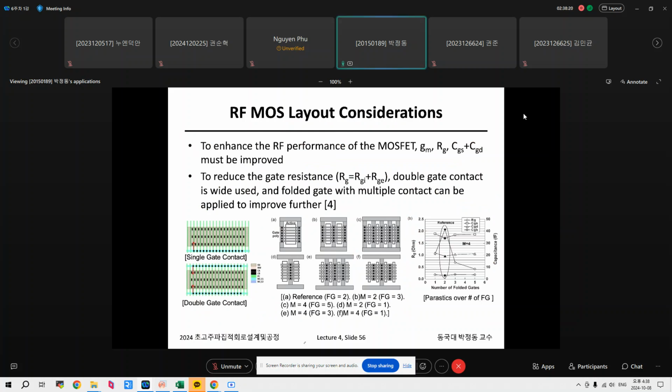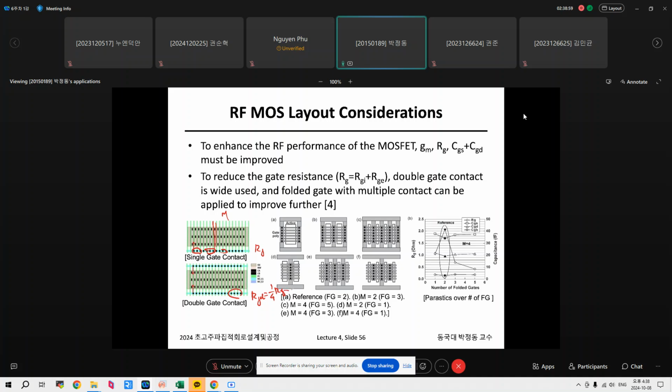Now let's consider RF MOS layout considerations. This is a single gate contact, and this is a multiple-gate layout with multiplication factor M. As can be seen here, if there is a single-side contact, RG is increased. If you use a double-side contact, RG over W is one-third of RG single.